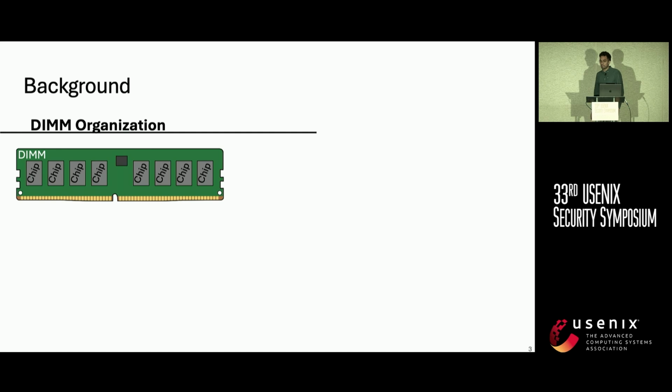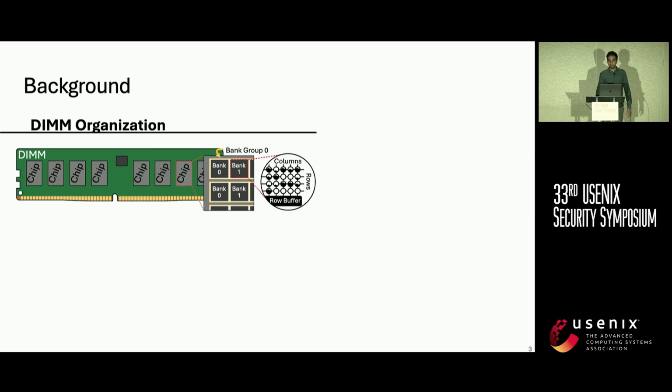Before we talk about ZenHammer, let me give you a quick overview about DRAM and Rowhammer. Multiple DRAM chips are mounted on DRAM DIMMs, and each of these DRAM chips consists of several banks that are organized into bank groups. Each bank is made of a matrix of rows and columns, and each cell stores a single bit of information as a charge. Whenever data is read from or written into the bank, you first have to load the whole row into the row buffer, then you can modify it, and then you have to write it back.